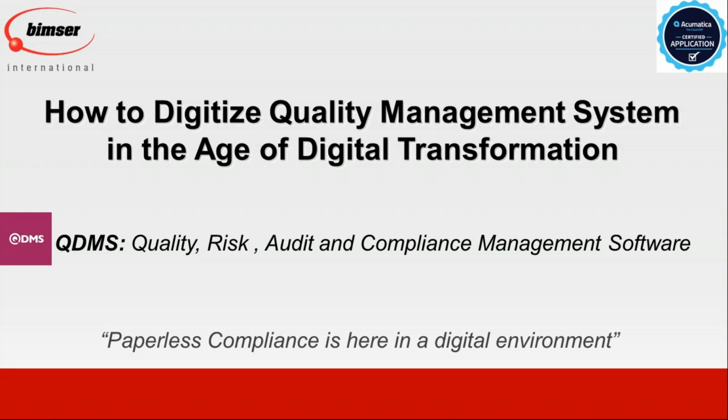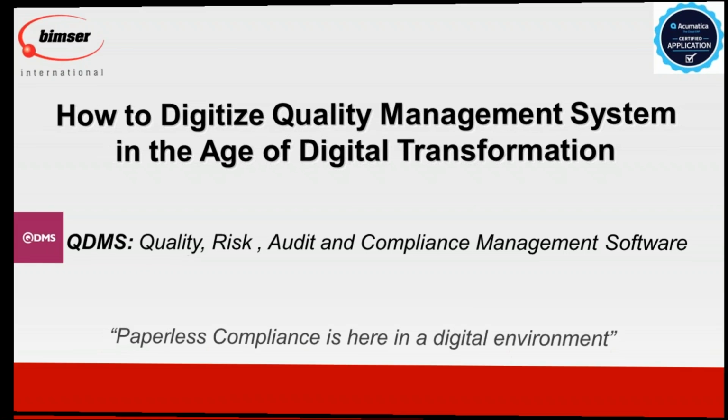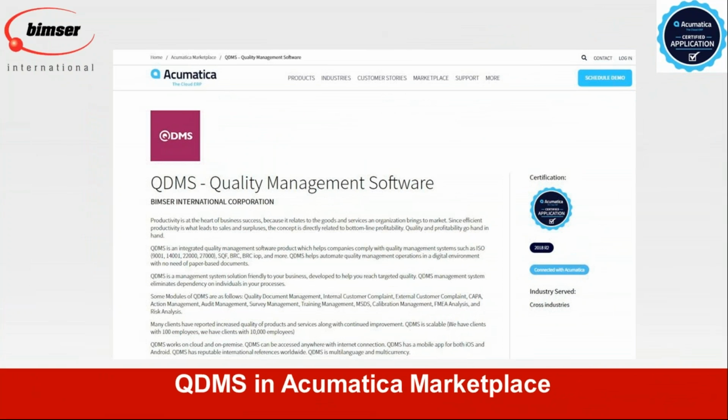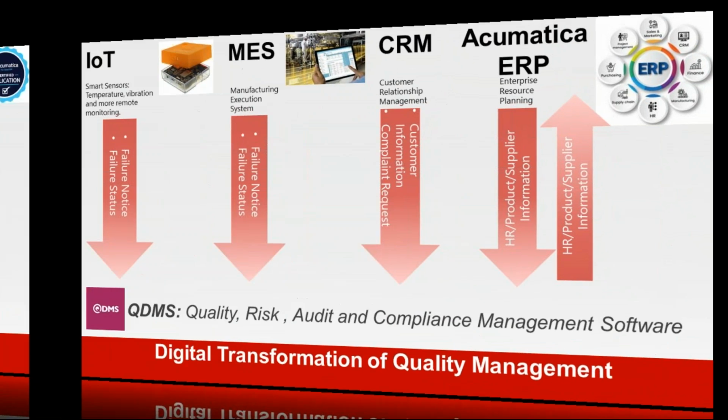So let's talk about QDMS a little bit, and then we'll also show you live how QDMS can help companies comply with various quality management systems, and how QDMS is integrated with Acumatica. We'll also address that in this webinar, which is very important. QDMS is a quality, risk, audit, and compliance management software, and that's also available in the Acumatica marketplace. That's an Acumatica certified solution. We just got recertification for 2019 R2, but it hasn't been reflected on the page yet. So just a side note.